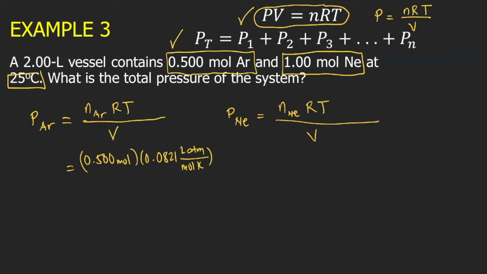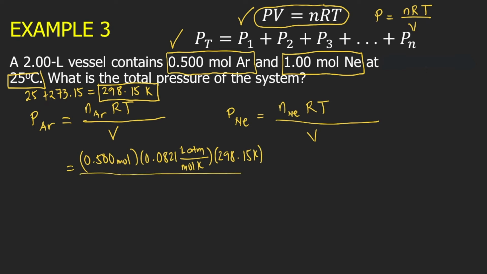So how do we do that? Again, we just add 273.15. So 25 plus 273.15 is equal to 298.15, and the unit will be Kelvin. So this one is our temperature. So you put that into the equation, divided by the volume given in the problem, which is 2 liters.